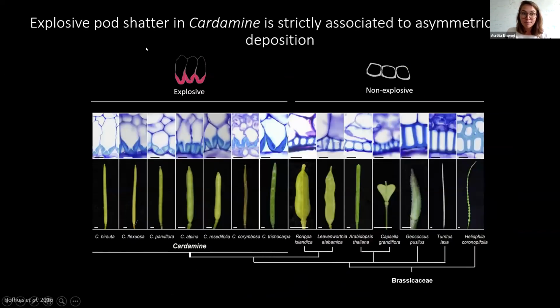Moreover, this asymmetric lignin is always correlated with explosive pod shatter. In the Cardamine genus, all fruits are able to explode, and they all possess this very specific U-shaped pattern. But in contrast, the rest of the Brassicaceae family have non-explosive fruits, and the pattern is this time a box forming around the endocarp. So this is really like a black and white situation. And this shows that this polar deposition of lignin is really important for the evolution of these traits.